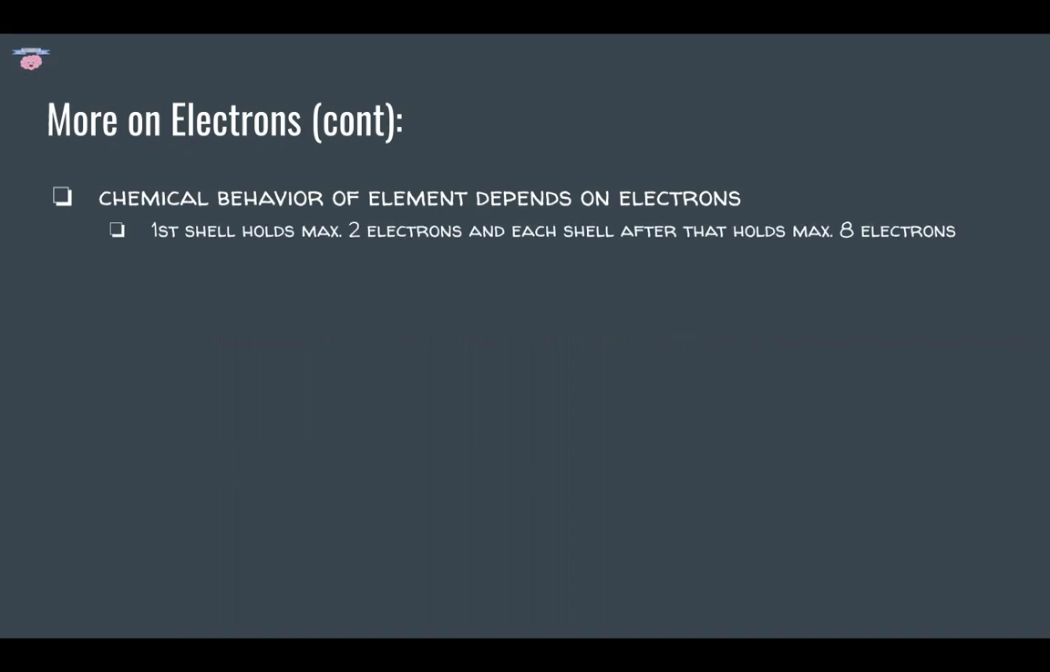Each shell holds a slightly different amount of electrons. The first shell has two maximum. Hydrogen, like we saw, only has one in the first shell, but helium has two in the first shell. Then lithium, the third element, has to have a second shell, and it has one. Then the next element has two, and so on. The next shell can hold a maximum of eight electrons, and the shell after that can also hold a maximum of eight electrons. Oh, these are horrible shells.